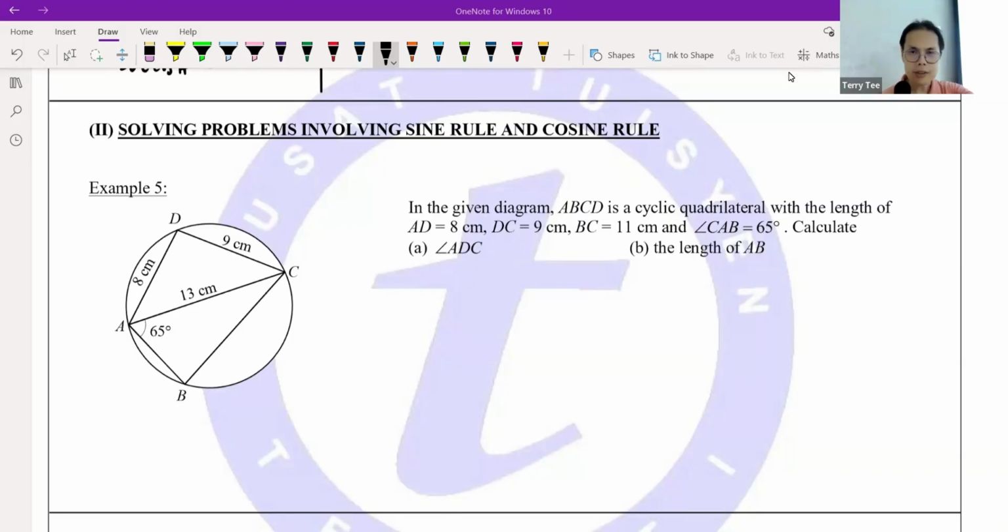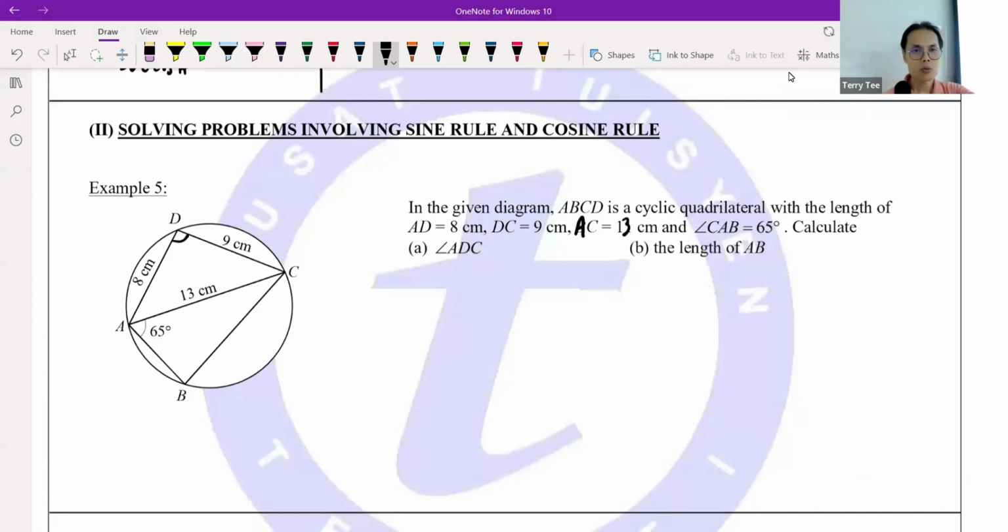AC is 13. Sorry, I changed the figure given. Look at the diagram. Follow the diagram. AC is 13. And angle CAB is 65. Find angle ADC. So ADC is this angle here.